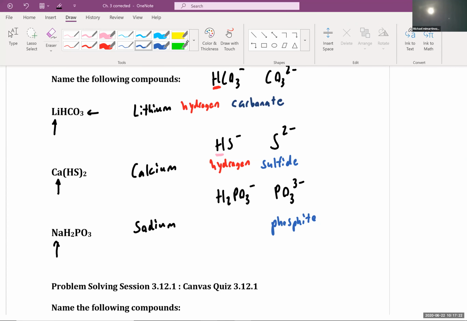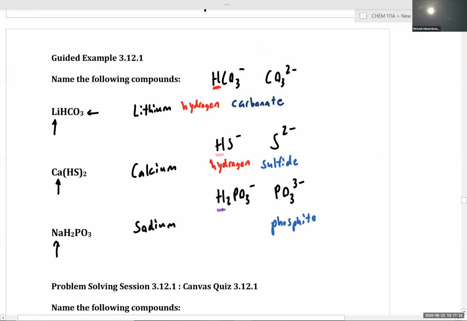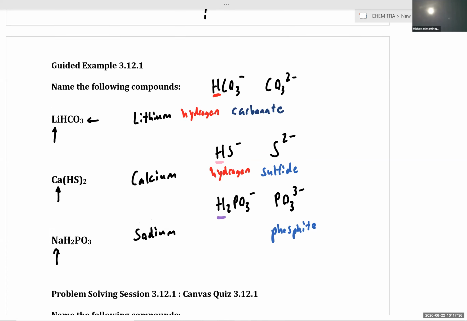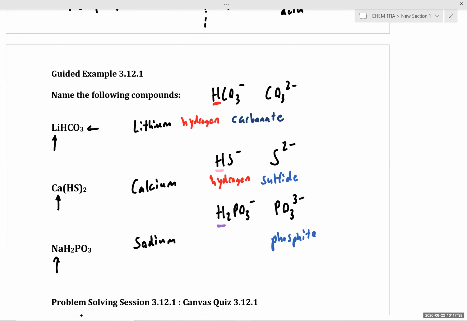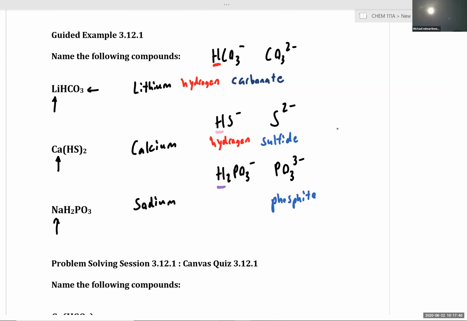Now, because we have two hydrogen atoms in our polyatomic ion, what prefix do we use? Dihydrogen. Yep, exactly right. So we call this sodium dihydrogen phosphate. Yep, that's exactly right.